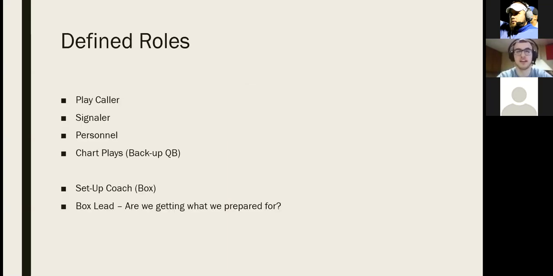Again, game day pieces. This is all about defining roles. I think you have to understand and think about what the concrete things are that we need to have going into a game. Everybody's going to have a play caller. You're going to have your signaler, your personnel guy. I think those are some pretty standard pieces.